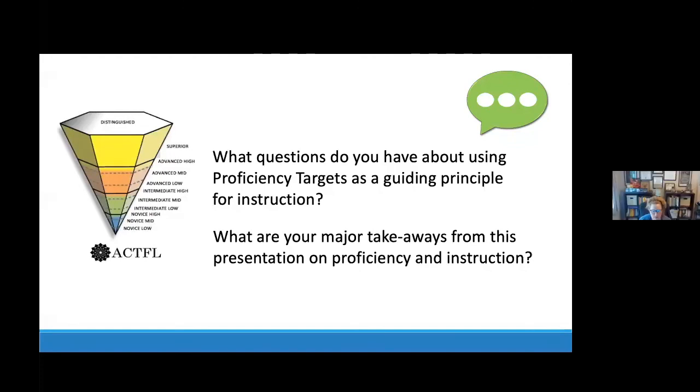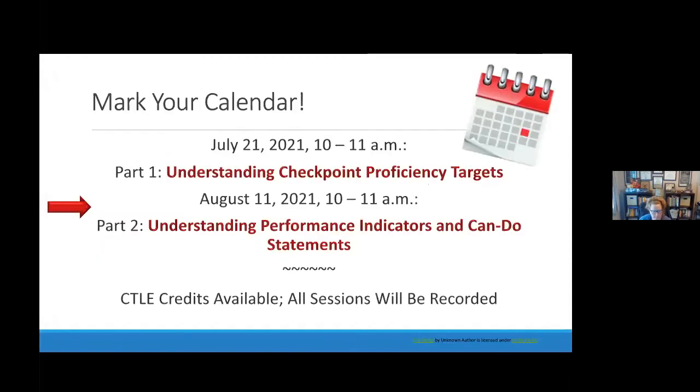Joanne and Bill, I want to thank you for a wonderful workshop. Are there any final comments before we wrap this up? Thank everybody for attending. I'll remind people the next one is August 11th. It will be delving into what these performance targets look like at each of the levels by studying the performance indicators and then writing unit and lesson can-do statements. That'll be August 11th, same time.